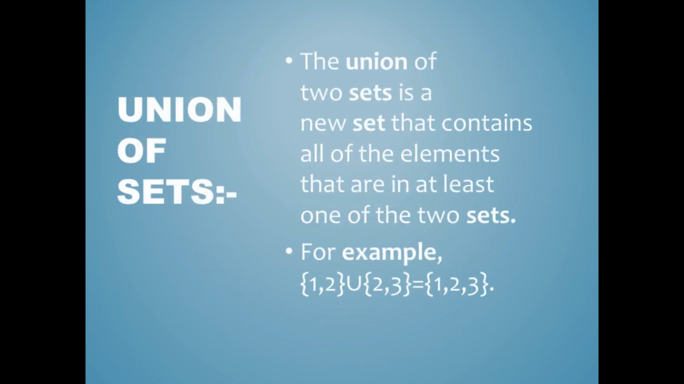Union of sets. The union of two sets is a new set that contains all of the elements that are in at least one of the two sets. For example, {1, 2} union {2, 3}. We have two sets here and we are taking the union of these two sets. What will I write in the union set? 1, 2. We have 2 in the first set and 2 in the second set, but I will write 2 one time only. 3, because 3 is in the second set. A union B, if I say A is equal to {1, 2} and B is equal to {2, 3}, A union B is equal to {1, 2, 3}.